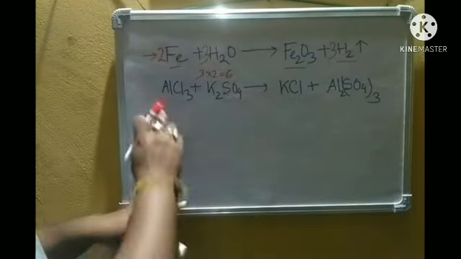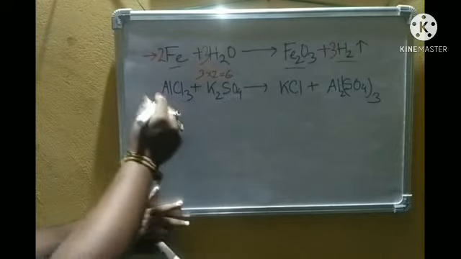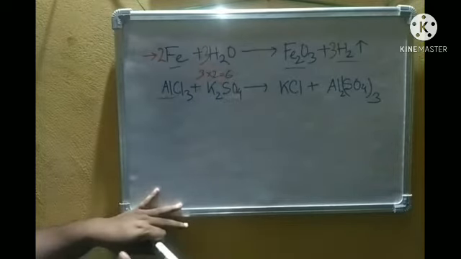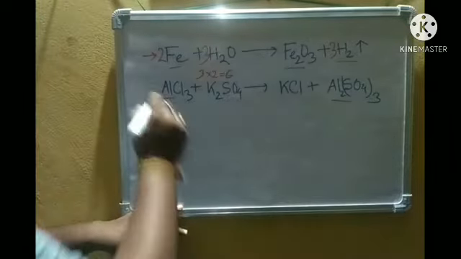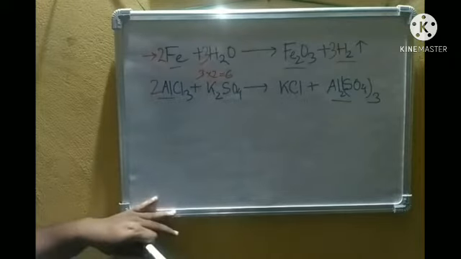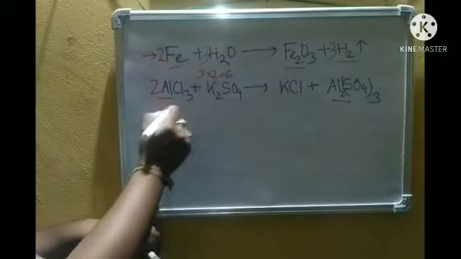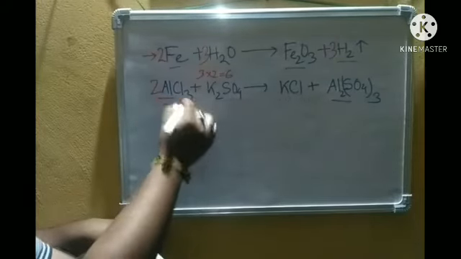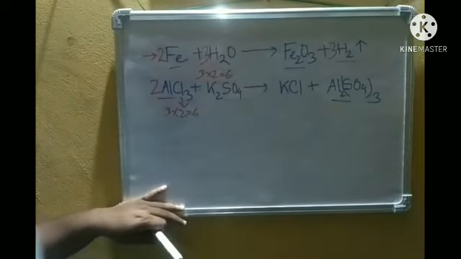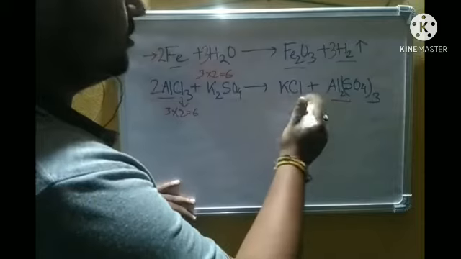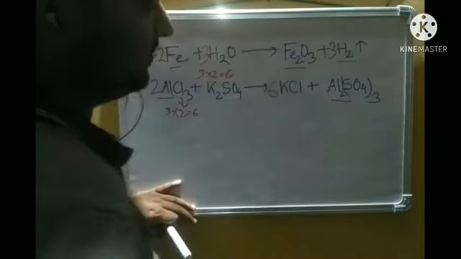How many aluminum atoms do we have on the reactant side? Only 1. And the number of aluminum atoms on the product side is 2. So how will you balance? Simply we will place 2 over here. Done. Now chlorine: we have 3 into 2, 6 chlorine atoms present on the reactant side, and the number of chlorine atoms on the product side is only 1. So the only way of balancing it, we will place 6. Done.